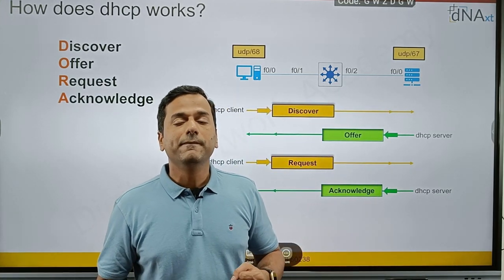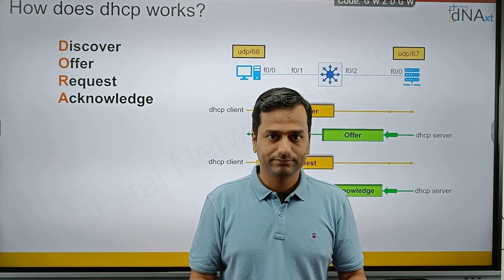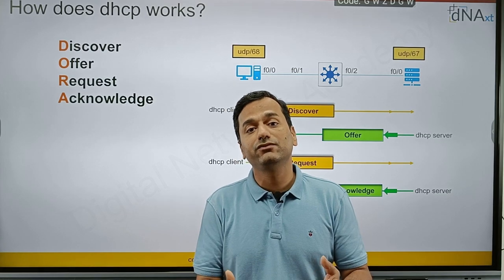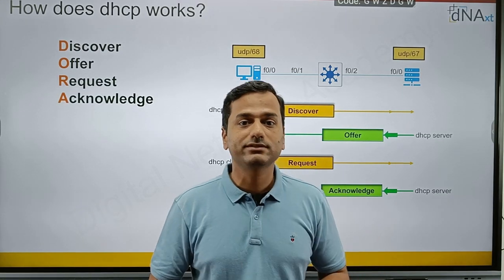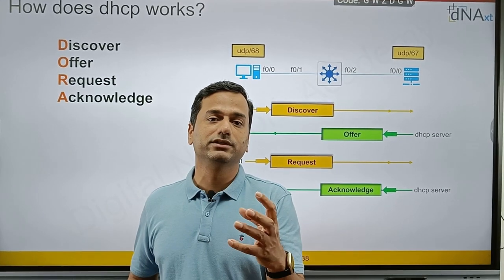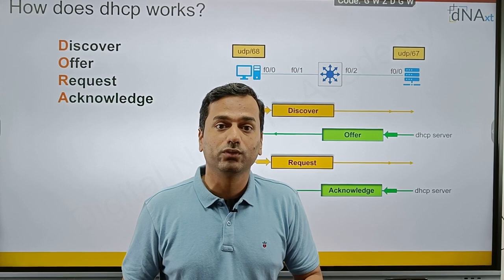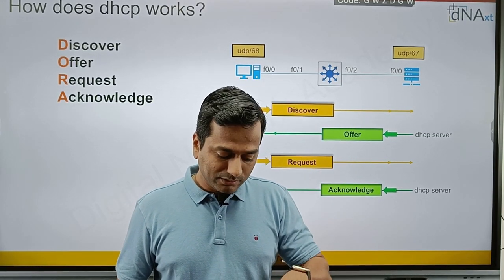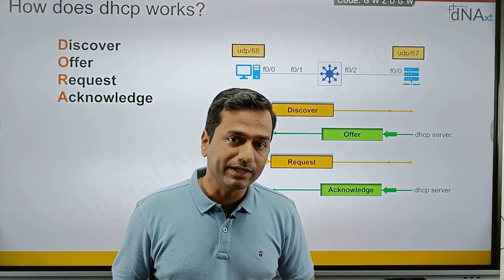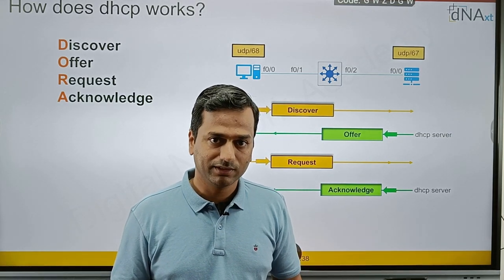So definitely consider in your LAN, you have 200 machines, right? Those 200 machines are configured to obtain an IP address automatically. Means all the 200 machines should get an IP address from DHCP. So those machines should know where the DHCP is. But guys, tell me, do those machines have an IP address? No. Then how will they discover the DHCP server, right?